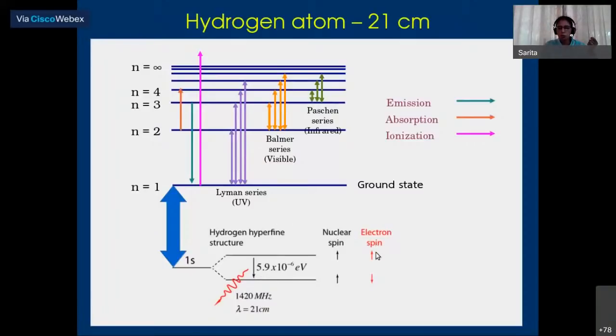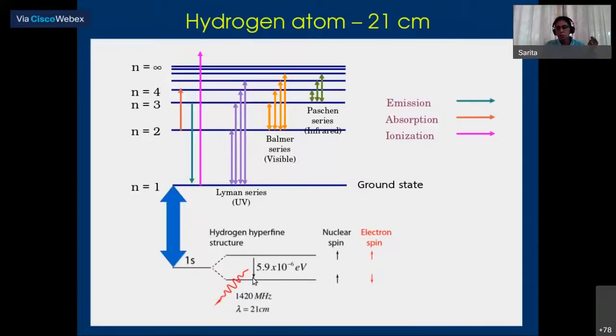So if the electron spin and proton spin are parallel, then this is the energy level of the ground state. It will be in this. And if they are anti-parallel, in the opposite direction, then it gives rise to this. The difference between these two energy levels is very small, as you can see, compared to these. It's like a million times smaller: 5.9 times 10 to the power minus 6 eV. This energy corresponds to 1420 megahertz because E equals h nu, or hc by lambda, and if you calculate, that corresponds to 21 centimeter.